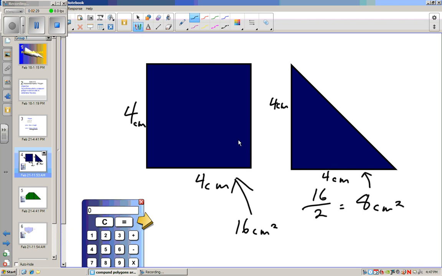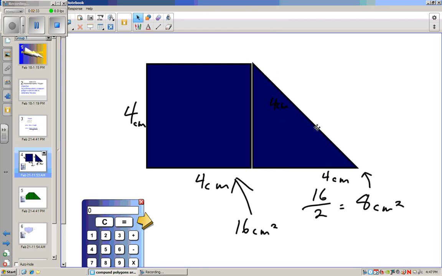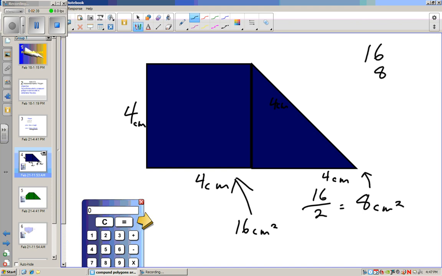The area of the square is 16 square centimeters. So if I had these two shapes together, what would my area be? Well, it's really easy. I just add those two areas together, which gives me 24 square centimeters. So I know this compound, this complex polygon, I've divided it into the smallest amount of parts that I can, which is just these two, and then I figured out the area of those two parts and added them together.